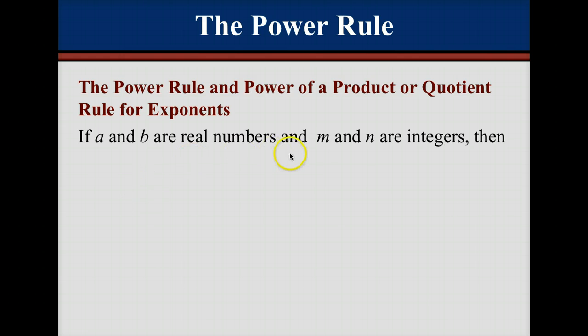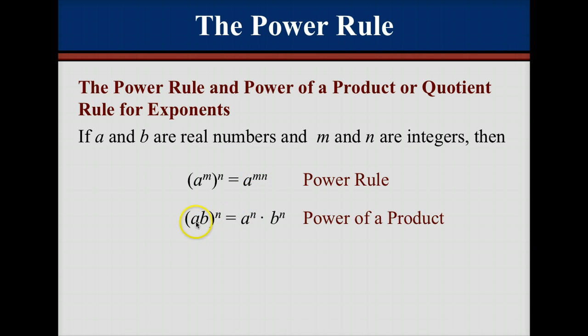If a and b are real numbers and m and n are integers, then a to the m to the n is a to the m times n. Notice this is power to a power. That's when you multiply. The power of a product, okay, we've got these two being multiplied. We've got a product here, and they each go to the same power. They're still multiplied, but you can distribute that power across both of those. And then the power of a quotient. This is a to the n over b to the n.